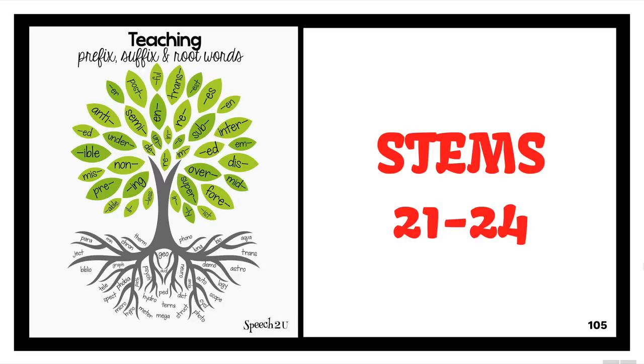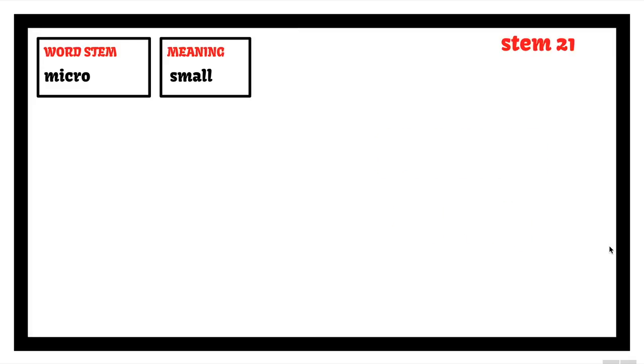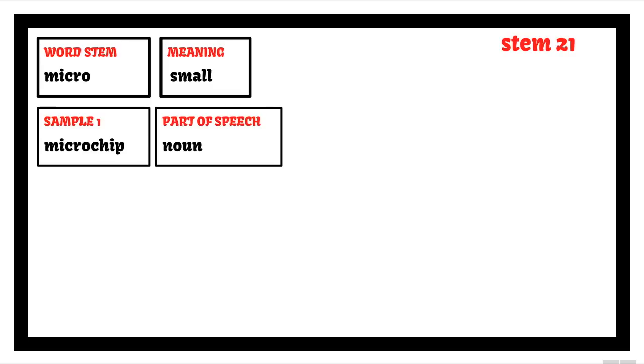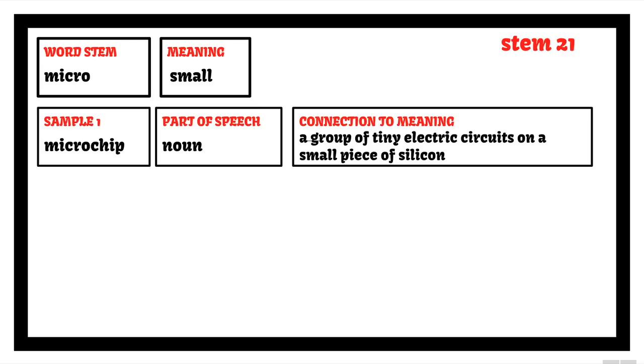This week, we will be studying stems 21 through 24. The first stem this week is micro. Micro means small. The first sample is microchip, which is a noun. It's a group of tiny electric circuits on a small piece of silicone.